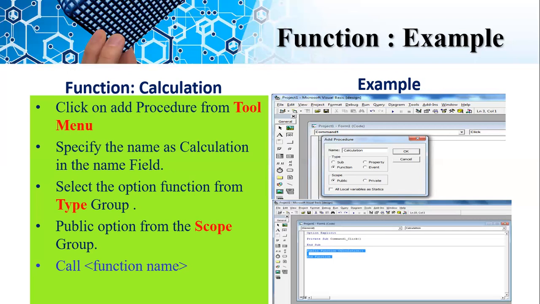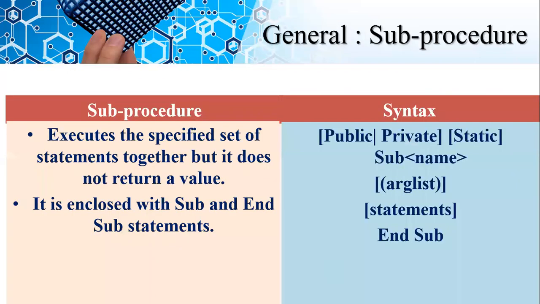You must specify the scope as Public, Private, or Static. So you must select any one option for the scope of the function, and then click on OK. Once you click on the OK button, the function is created. You can see the Calculation function is created for you, with the name of the function, and it is ended with End Function. So this is the example of a function which you can create in Visual Basic.